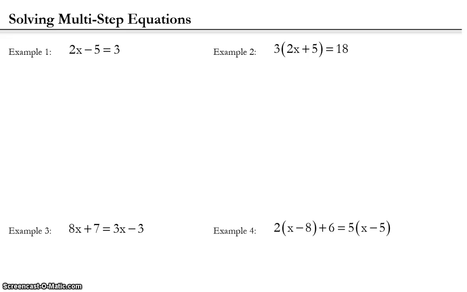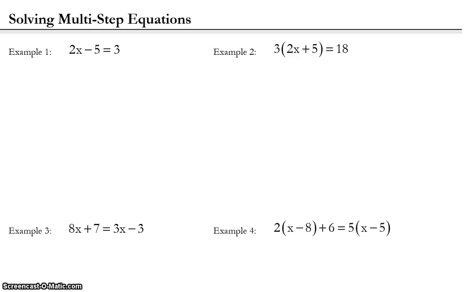How to solve multi-step equations. In this video we're going to do 4 examples where we have more than one step in order to isolate our variable, or get our variable by itself. Remember, our major rule here is that our equation has to be balanced, so anything I do to the left side of the equal sign must also be done to the right side of the equal sign.